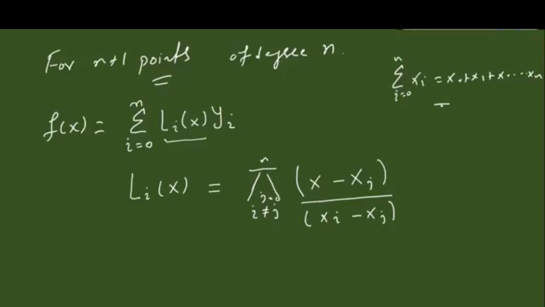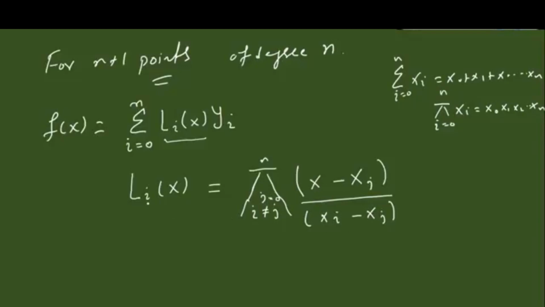But if you have a pi symbol defined like that, i from 0 to n, for example xi, this means that these terms have to multiply each other: x0 into x1 into x2 till xn. They are not adding, they are multiplying. So that's the difference. So this is one term, and these terms are multiplying over j not equal to i.